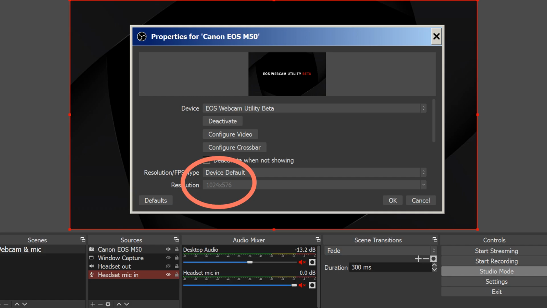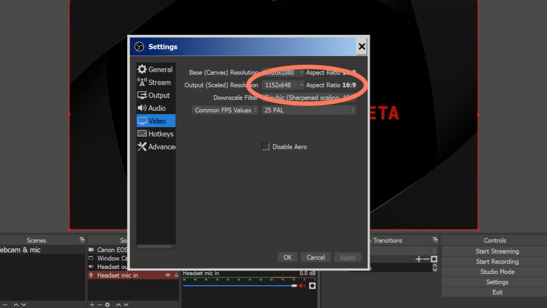And here's where I made my first mistake. The video signal out of the EOS Webcam Utility is 1024 by 576 pixels. Now, the aspect ratio is 16:9, but that is not a standard dimension by any means. The closest preset in OBS Studio, that is still 16:9, is 1152 by 648 pixels. So we're already dealing with 2 non-standard screen sizes here. And this became a little bit more obvious later on.